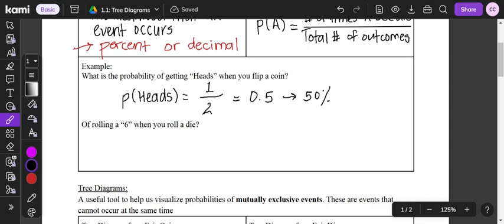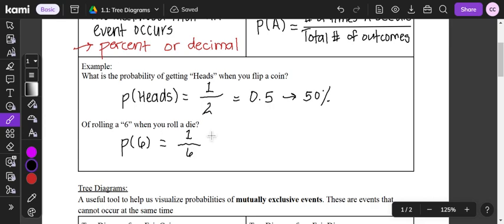Okay, another really common, really simple example is, what is the probability of rolling a 6 when you roll a die? So very similar, I can use my formula here. And I could say the probability of getting a 6 is equal to the number of times I got a 6. So I rolled it once, I got a 6 one time, divided by the total number of outcomes. Well, you guys know when you roll a die, you can either get a 1, 2, 3, 4, 5, or a 6. So there are 6 possible outcomes.